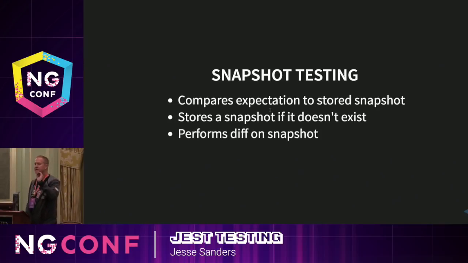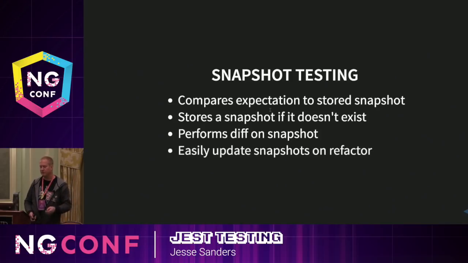It's going to perform a diff on our snapshot. This is going to look just like what you see in Git. You're going to see a diff, and hey, this is what I expected, this is what I received, and it's going to be red and green, and you're going to be able to see where the changes are. So you can determine very quickly, is this right or is this wrong? Is this based off the refactor I just did, or is this some other problem that I haven't been aware of? And I can easily update these snapshots on this refactor.